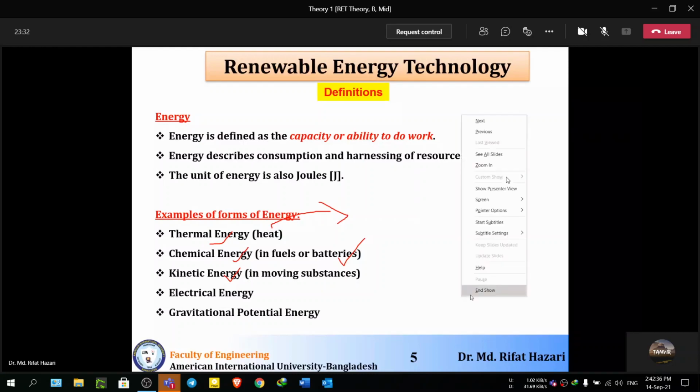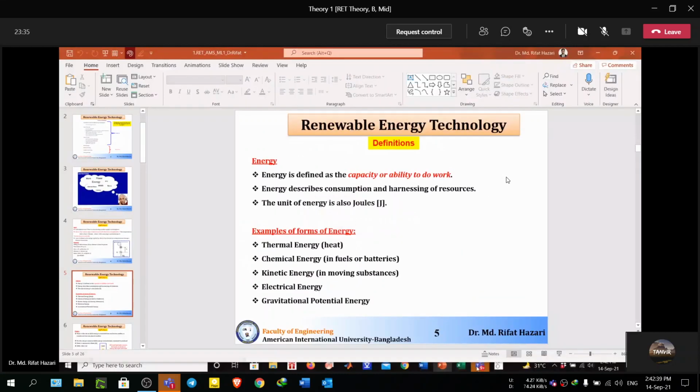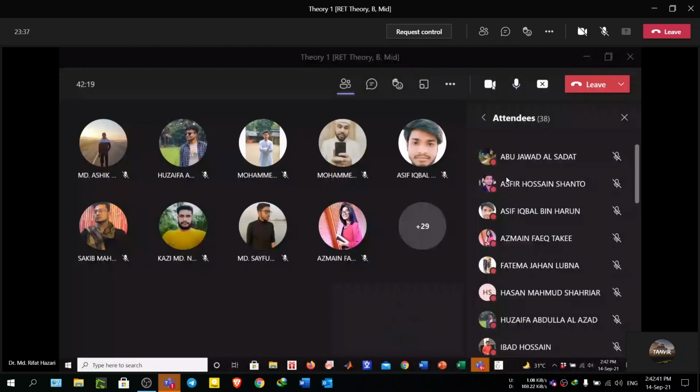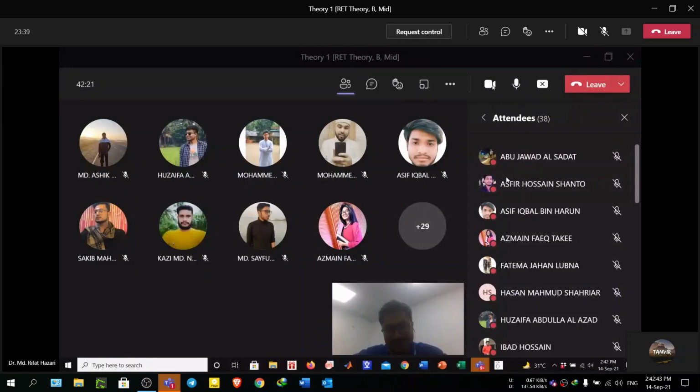Okay, for example, if I hold you now and spin you around and then let go, what will happen? So you will gain some kinetic energy, right? And the amount of kinetic energy will depend on your mass and the velocity at which I am rotating you, right?